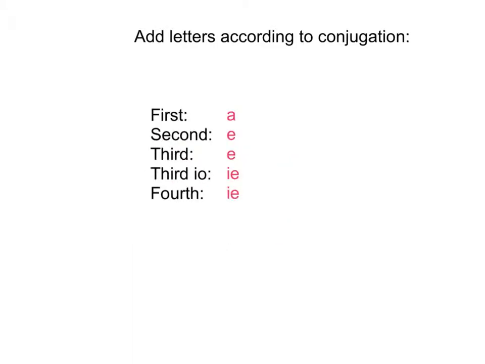Then, depending on the conjugation, we're going to choose what letter will come next. So for first conjugation, we're going to have an A. For second, we'll have an E, and third, E as well. For third IO, we're going to have IE, and for fourth, we'll have IE. And since we know that scio, scire with a long I is a fourth, we're going to choose IE. That's the one we're going to use here, IE.